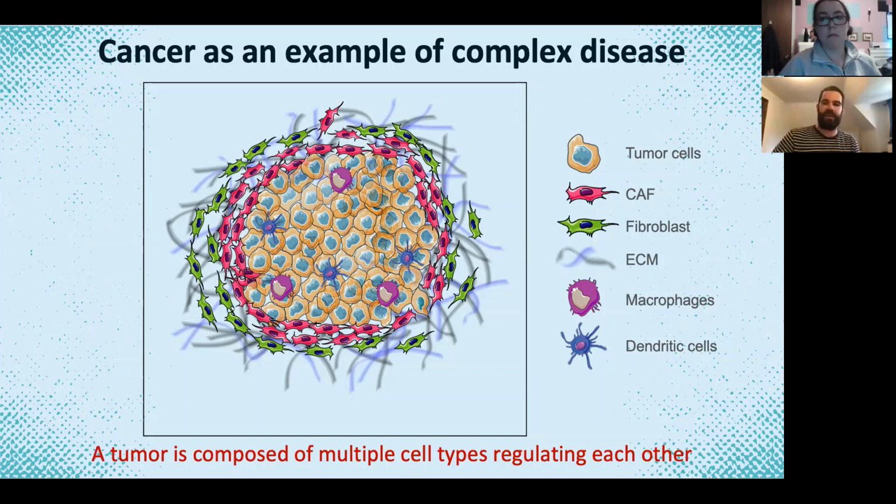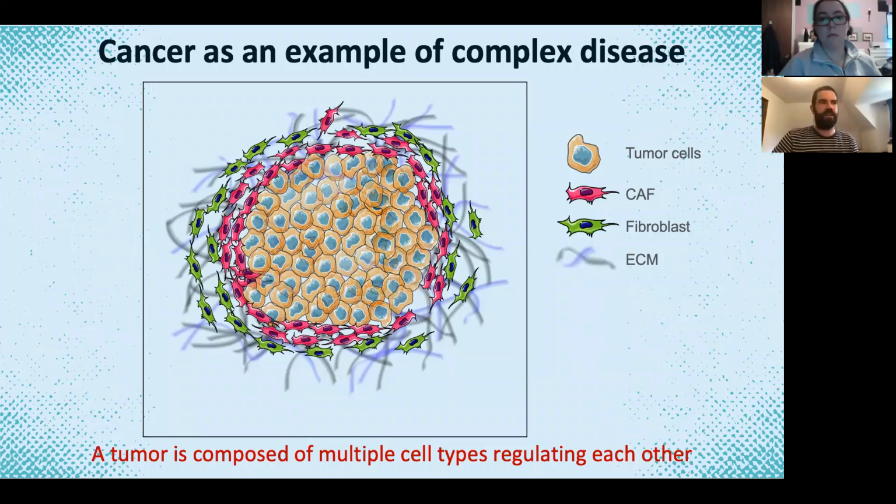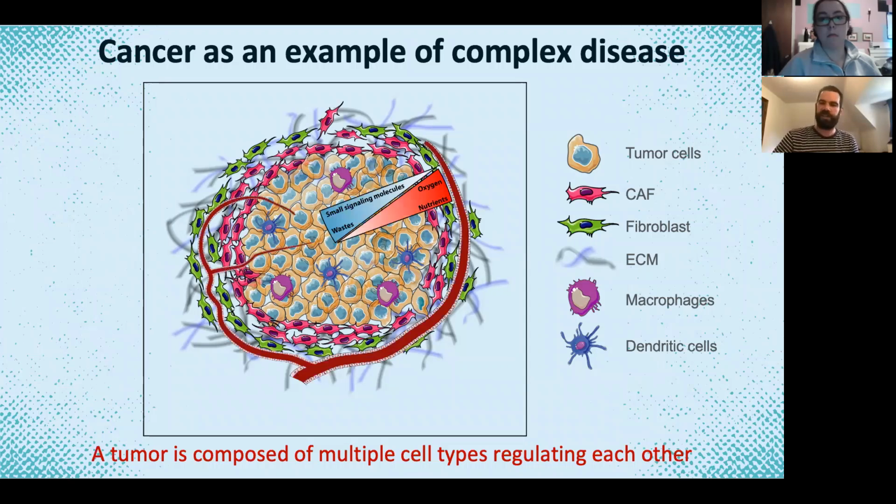And again, on top of that, you have the last level of complexity, which is that the tumor, when you look at it, is in a specific location. And in this location, there are blood vessels around. So the tumor is not by itself, right? It's in the whole organism.